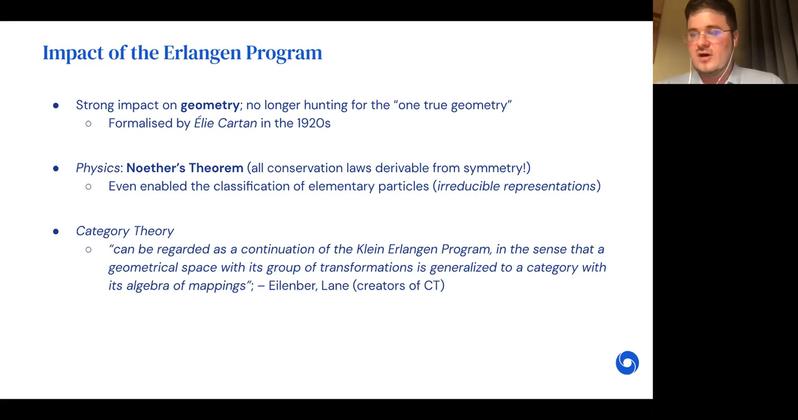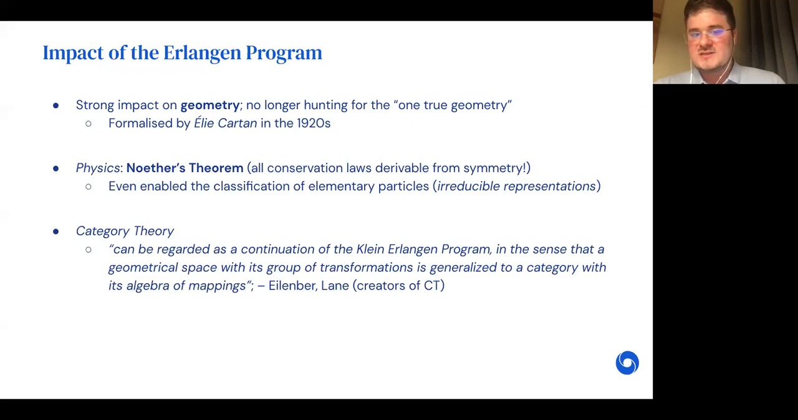So through several follow-up works, and primarily through formalization by Élie Cartan in the 1920s, this Erlangen program had a super strong impact on geometry itself, because there was no longer the need to hunt for the one true geometry. But besides mathematics, it also had a massive and impactful spillover into physics through the work of Emmy Noether.